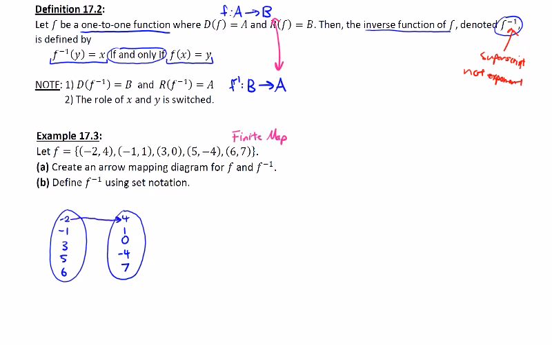-2 maps to 4, -1 maps to 1, 3 maps to 0, 5 maps to -4, and then 6 maps to 7. And we'll name this f. And this is exactly what we want to see, because every x value goes to only one y value, and none of the y values ever get used more than once. This is a one-to-one function. So let's go ahead and make the inverse map for this.